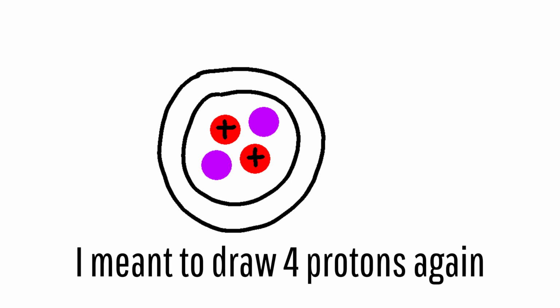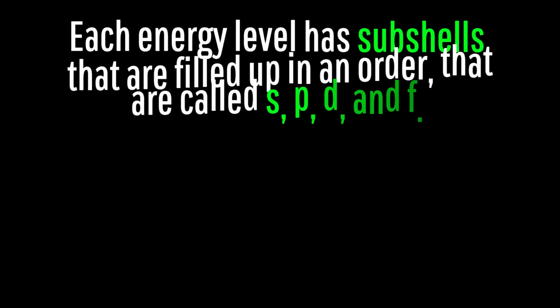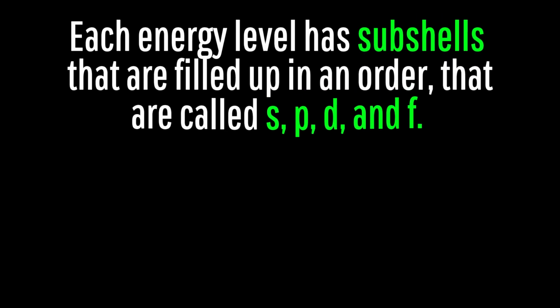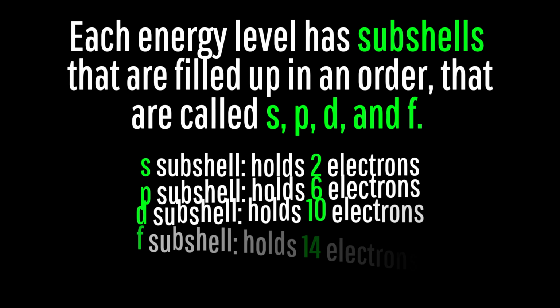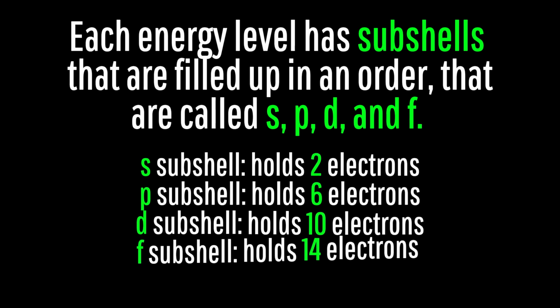For the atoms with more than one energy level, electrons need to fill up the previous energy levels before more electrons are added to the other shells. Each energy level has subshells that are filled up in an order. These subshells are called S, P, D, and F. The S subshell can hold 2 electrons, the P subshell can hold 6 electrons, the D subshell can hold 10 electrons, and the F subshell can hold 14 electrons.